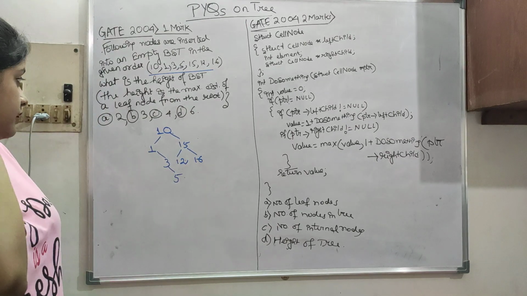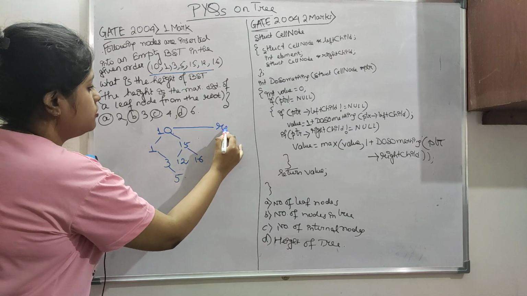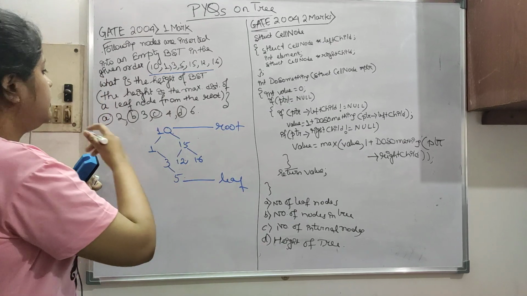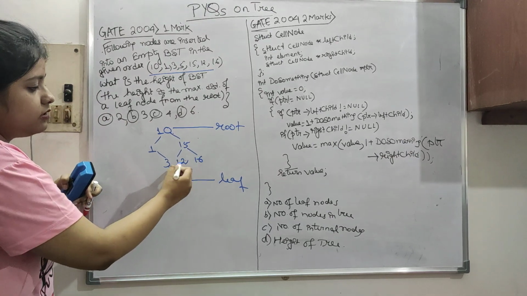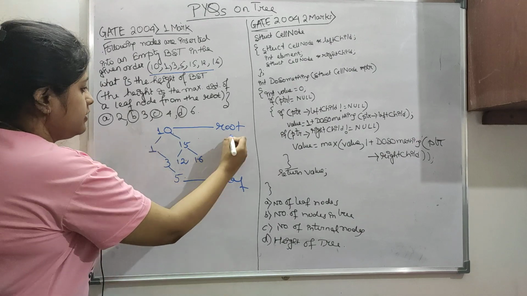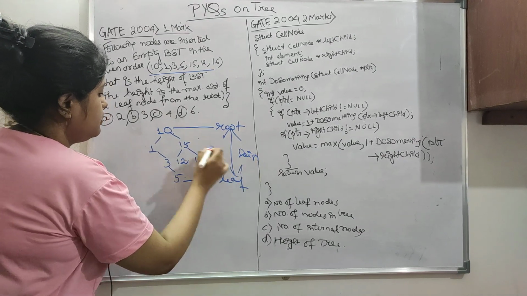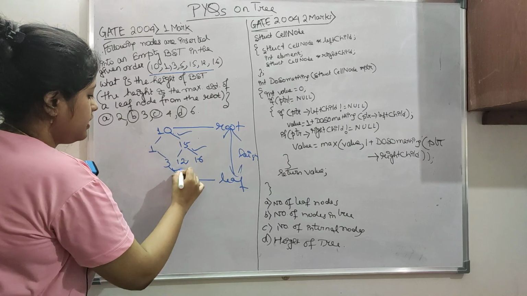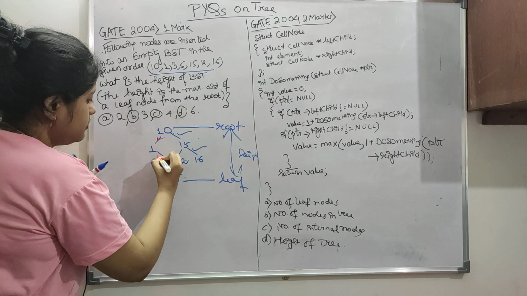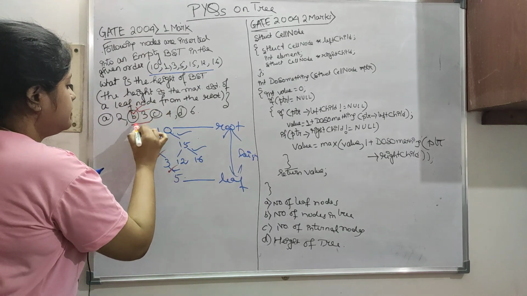So here, what is the height from the maximum distance? This is our root node, this is our leaf node. These are also leaf nodes, but the maximum distance will always be our height. This is our height. See, 1, 2 and 3. So the answer is 3 here.